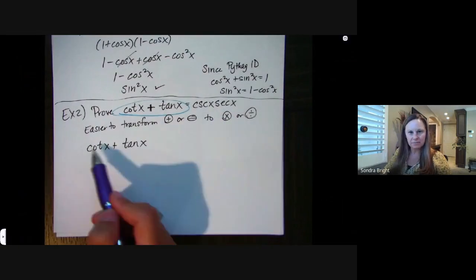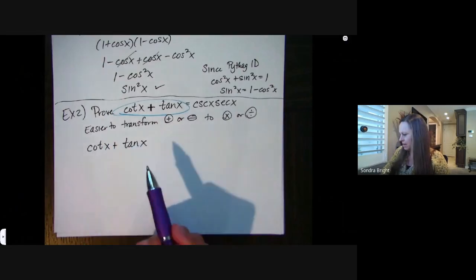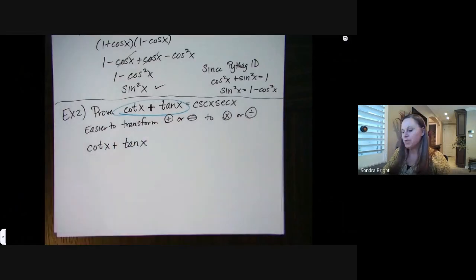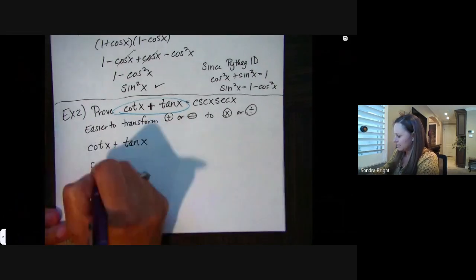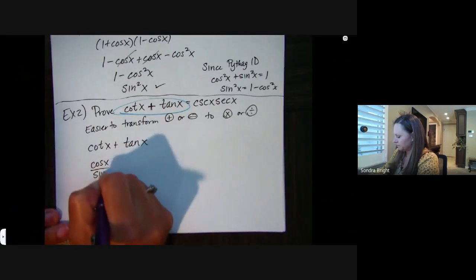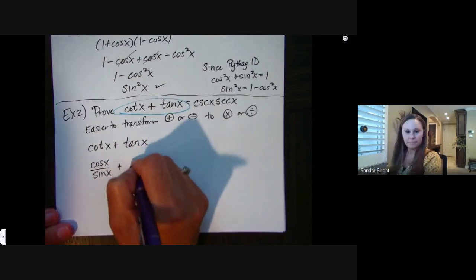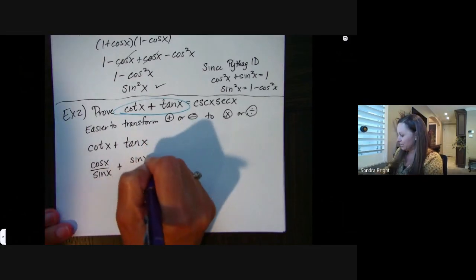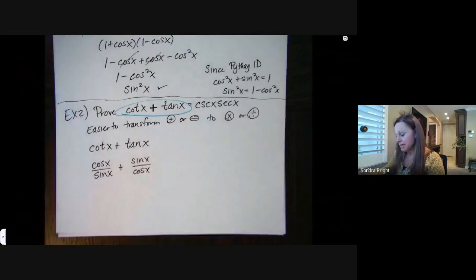So when in doubt, right? But this should be your last step. Your last resort, if you don't see a Pythagorean identity or something very obvious, is to turn things into cosines and sines. So cotangent is cosine over sine. That's an identity. And tangent is sine over cosine. Okay. I still don't have what I need, but I'll get there.